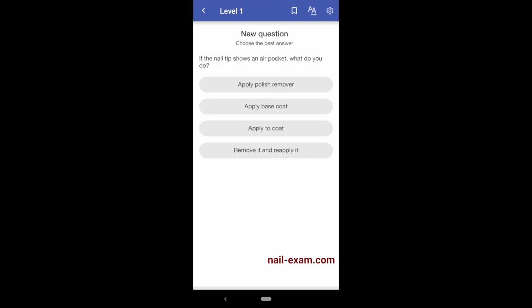If the nail tip shows an air pocket, what do you do? Answers: A. Apply polish remover. B. Apply base coat. C. Apply top coat. D. Remove it and reapply it. The answer is D.